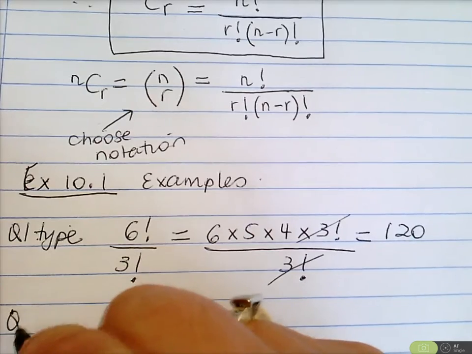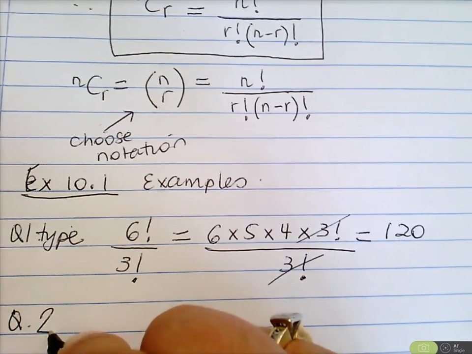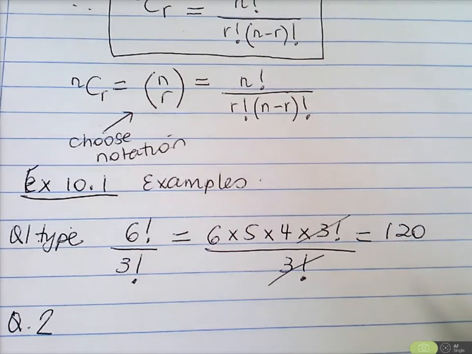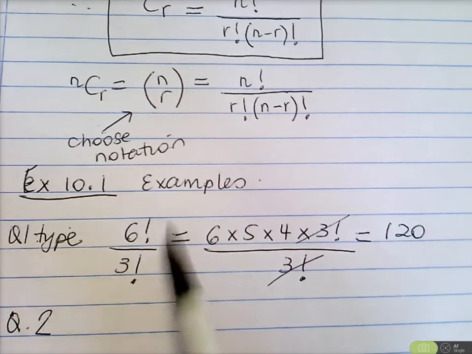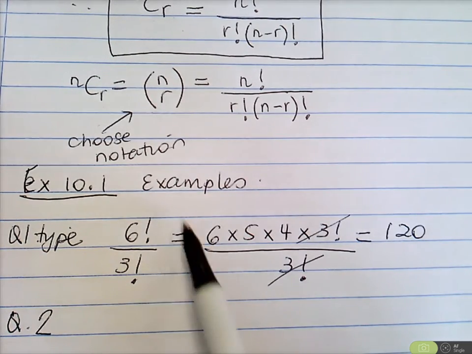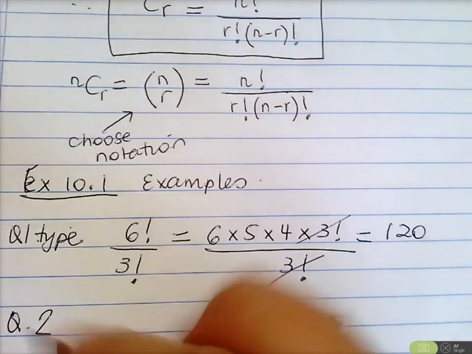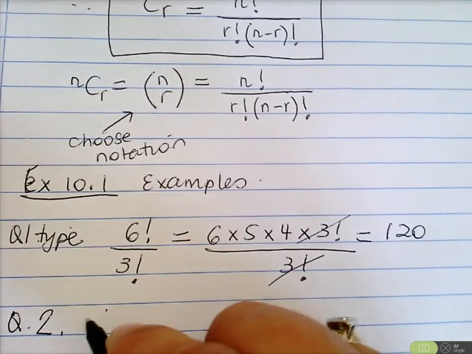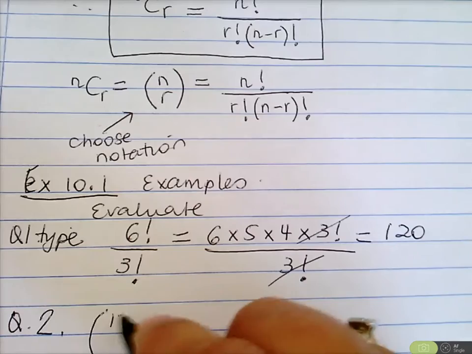An example from question 2. Okay, let's look at something like this. Now that is not choose notation. If it was choose, it should be 6 factorial over 3 factorial, 3 factorial. That's not a choose type. That's a permutation there, not a combination. All right, let's look at this. I want you to evaluate. So it's all evaluate. So can we evaluate this one?